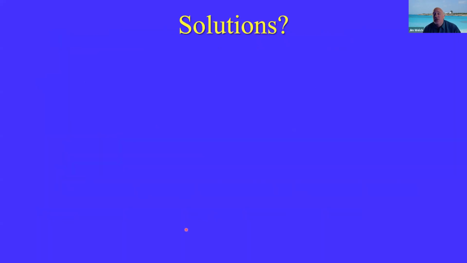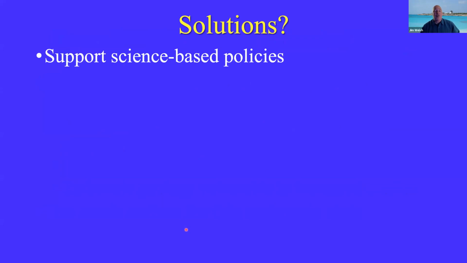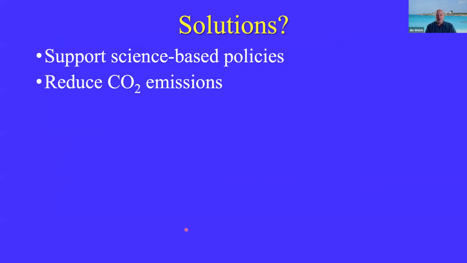Well, what are some solutions? How can we do this? So the first thing is we need to support science-based policies that can help us to reduce carbon dioxide emissions. And we need to do this globally, but we can start locally and at least in the US.